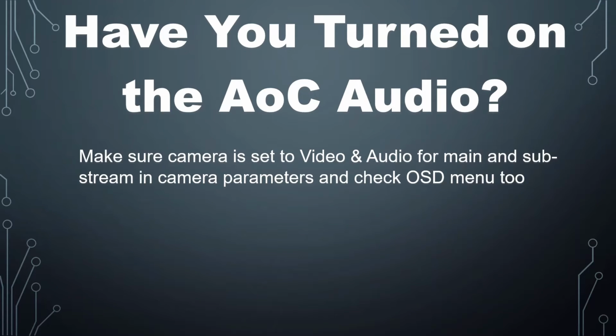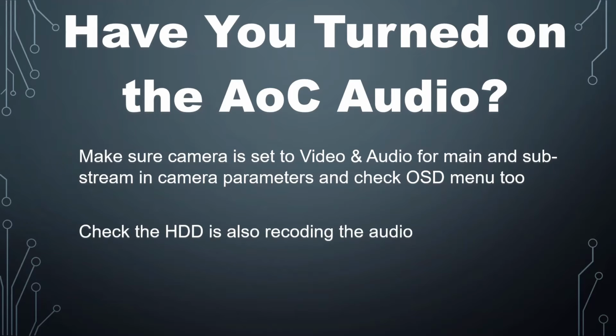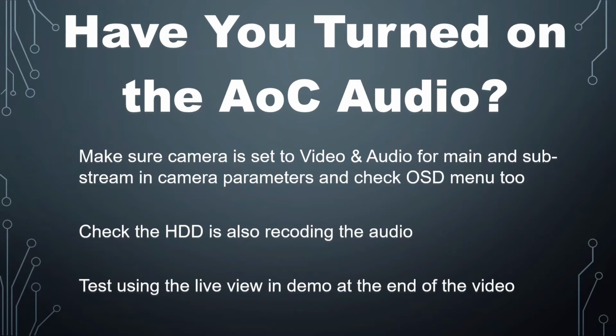All right, so we're going to go through this later in our little demo, but to set up audio, you just have to make sure the camera parameter settings are set to audio and video, not just video. I'm going to show you how to do that later. And you can also check the on-screen menu, the OSD menu, so we can make sure 100% that everything is set correctly. Then also, you might be able to hear the audio, but is it being recorded? Most of the time it is being recorded, but we're going to double check those settings for you.